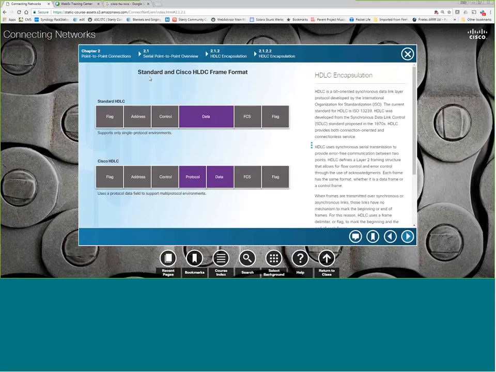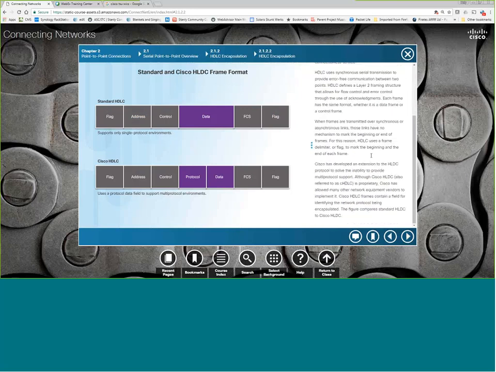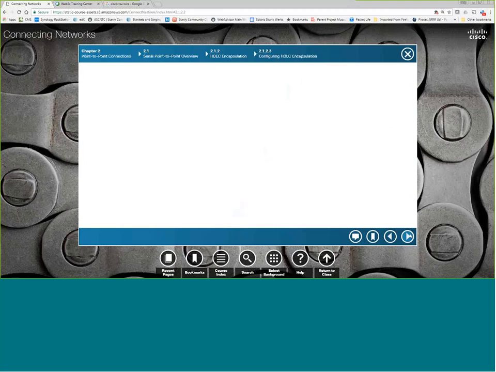So here's the standard HDLC, and then here's Cisco's HDLC. Even though there is a, quote, standard, everyone was allowed to implement it in their own fashion, and as a result, it is not compatible between vendors. What Cisco did is develop an extension that allows HDLC to work with multiple layer 3 protocols, and as a result, it's not compatible with other vendors.